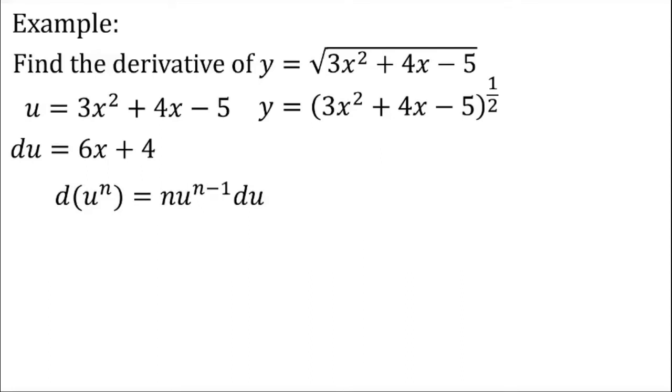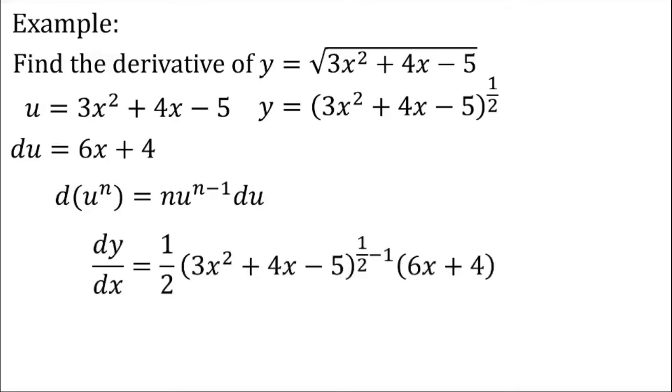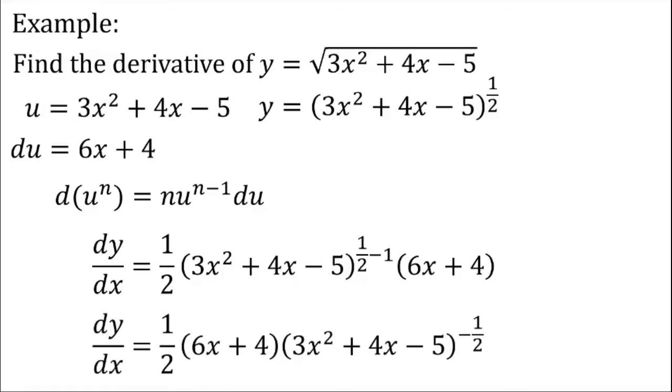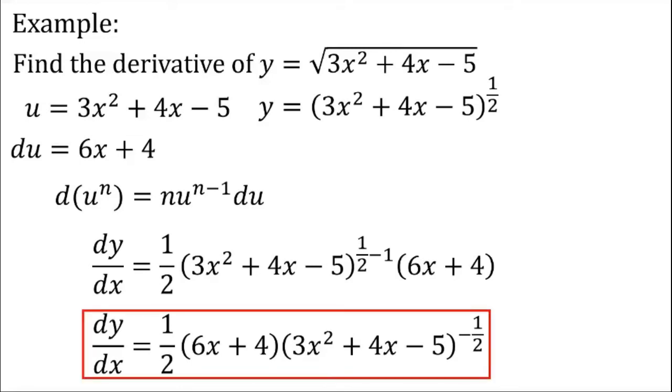Applying the general power rule, this will become dy over dx equals 1 half times 3x squared plus 4x minus 5 raised to 1 half minus 1 times 6x plus 4. Or dy over dx equals 1 half times 6x plus 4 times 3x squared plus 4x minus 5 raised to negative 1 half. So this could be our final answer.